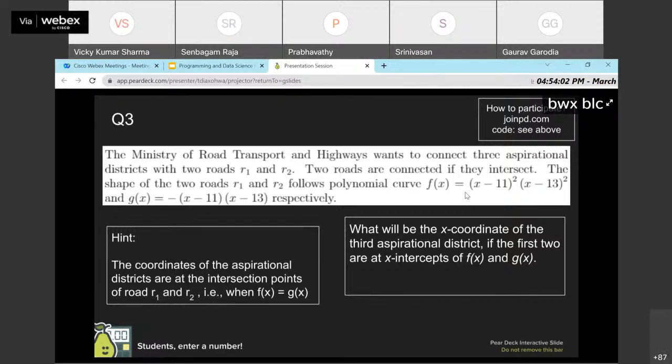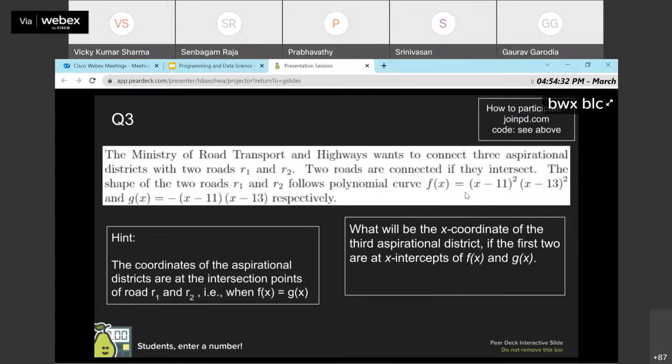So the question is, the Ministry of Road Transport and Highways wants to connect 3 aspirational districts with 2 roads R1 and R2. 2 roads are connected if they intersect. So basically the road can go in any fashion. They might intersect twice, thrice, or any number of times. But since it says 3 aspirational districts with the 2 roads, it indicates that R1 and R2 intersect thrice, 3 times.